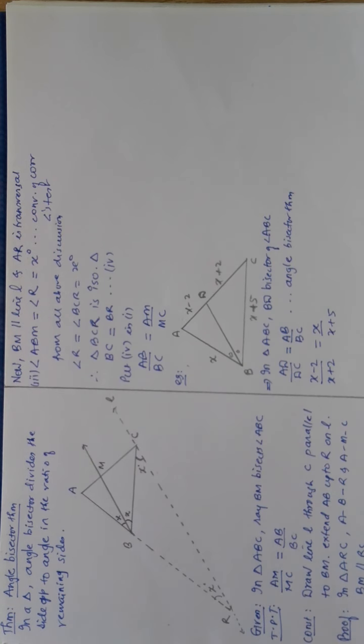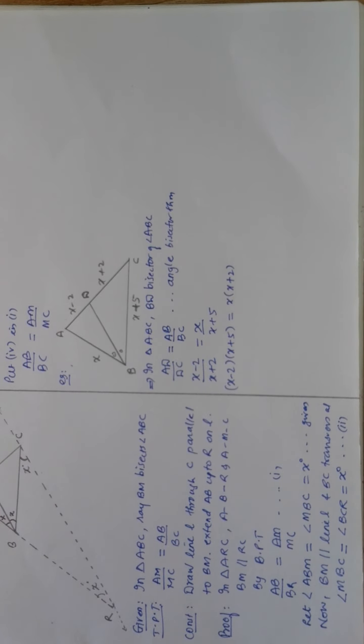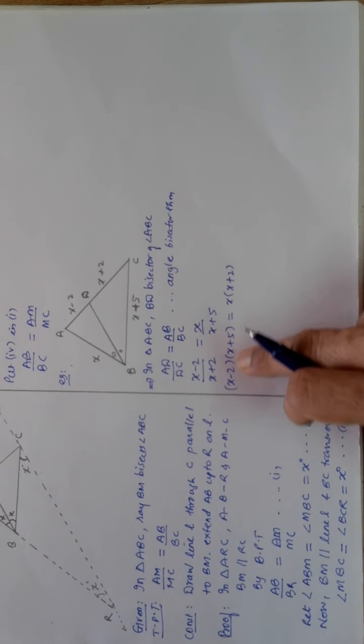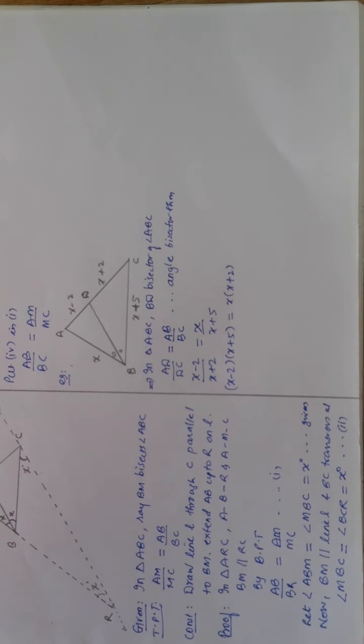Now both the ratios are equal. So obviously I will cross multiply them. So what will I get? I get x minus 2 into x plus 5 is equal to x into x plus 2. So multiplying it, you know the multiplication, x will be multiplied to both of them, x square plus 5x, then minus 2x, and minus 2 into 5 is minus 10. So I did the multiplication: x square plus 5x minus 2x, so it becomes 3x, minus 10, is equal to x into x plus 2, that is x square plus 2x.